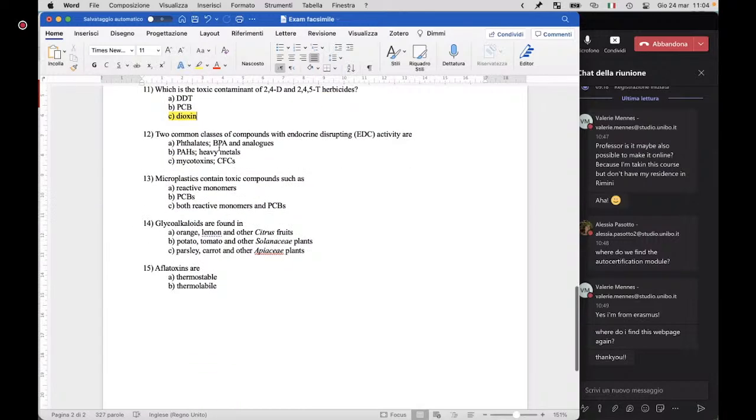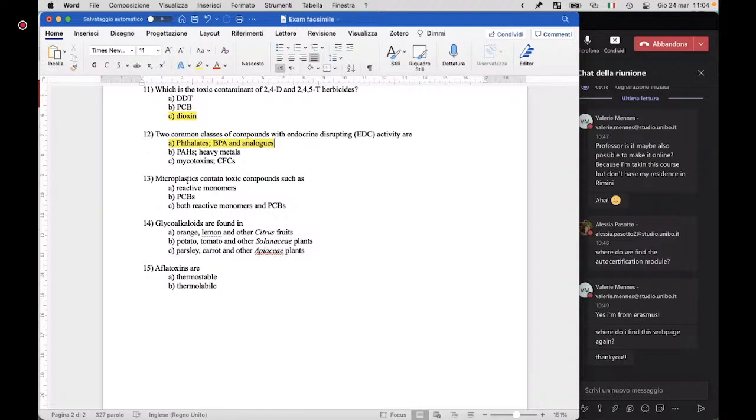Two common classes of compounds with endocrine disrupting EDC activity are phthalates and BPA and analogues, PAHs and heavy metals, mycotoxins and CFCs. Okay, so of course the correct answer is this one. We are seeing in the EDC topic, neither of those four groups have any EDC activity.